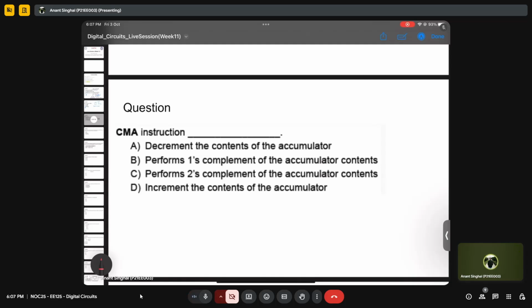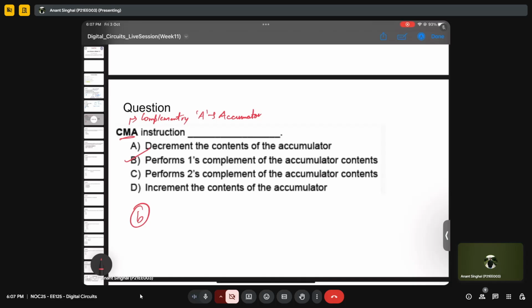Okay, so the CMA instruction stands for complement accumulator. CM is complement and A here means accumulator. Whenever you do a CMA instruction, it performs the ones complement of whatever is there in the accumulator. This is a pretty direct question.